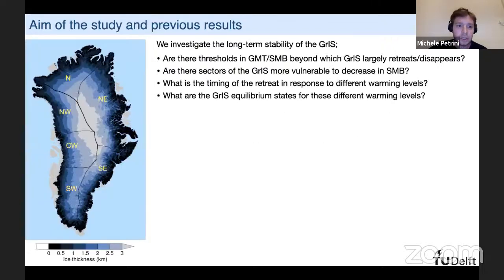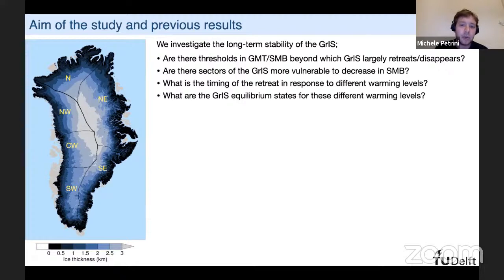First of all, we want to investigate the long-term stability of the Greenland ice sheet, and we have a few questions. Are there thresholds in global mean temperature or SMB beyond which the ice sheet largely retreats or disappears? And if there are sectors of the ice sheet that are more vulnerable to a decrease in surface mass balance, what is the timing of the retreat depending on the warming levels?